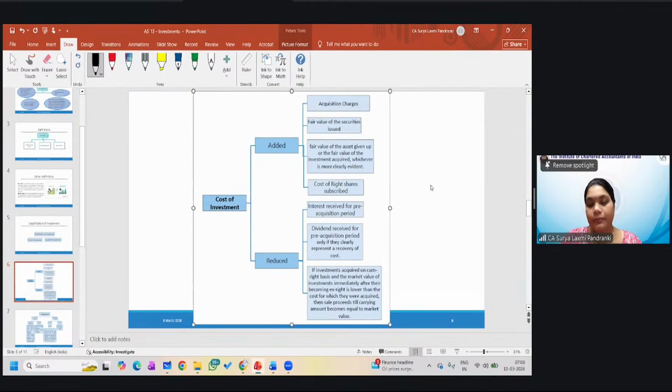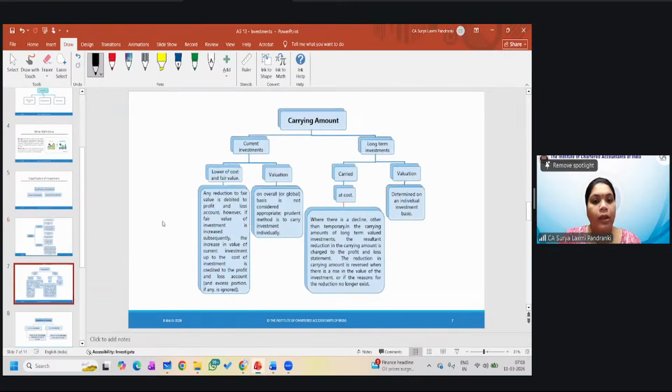Then the cost of rights issue shares that you have subscribed. And I didn't talk about these, because I told you once we do a problem, it will be more clear. Later we move to the carrying amount. In this carrying amount, we will have to see what should be the carrying value of our investments. If it is current, it should be at lower of cost and fair value. And if it is long term, it should be carried at cost.